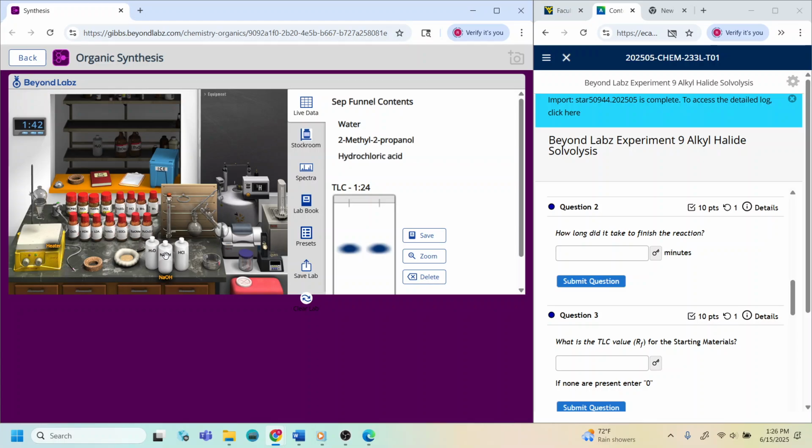When you do extraction, you know that you have two phases. You have an aqueous and an organic phase. The system will immediately add diethyl ether over here.